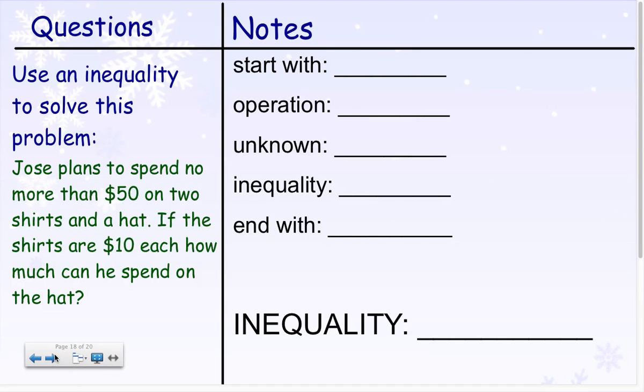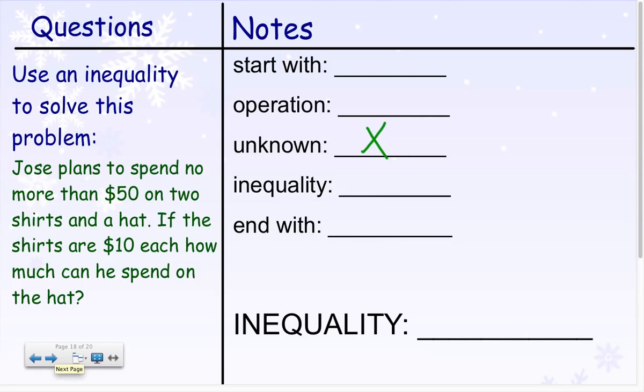Jose plans to spend no more than $50 on 2 shirts and a hat. If the shirts are $10 each, how much can he spend on the hat? Okay, this one is very similar to the last one. Let's fill in our variable, x.